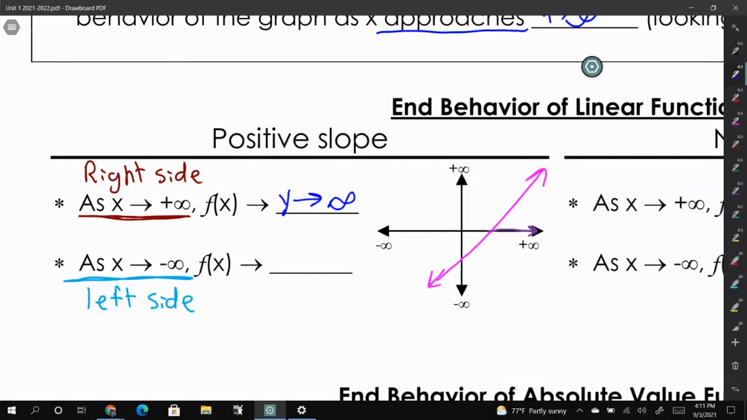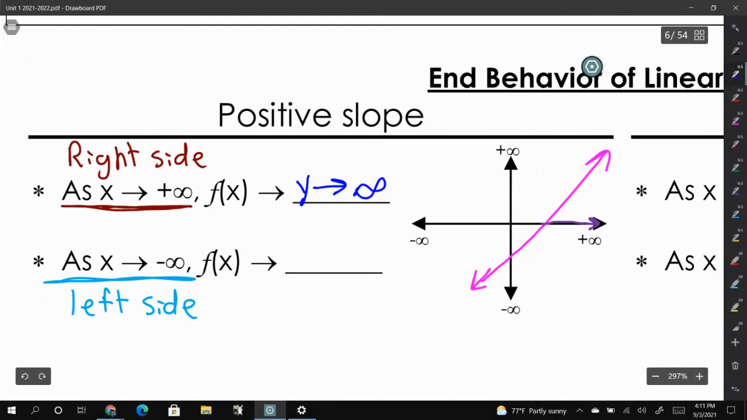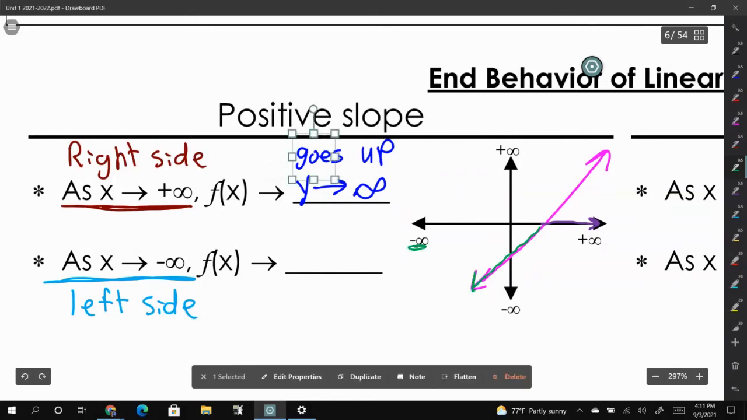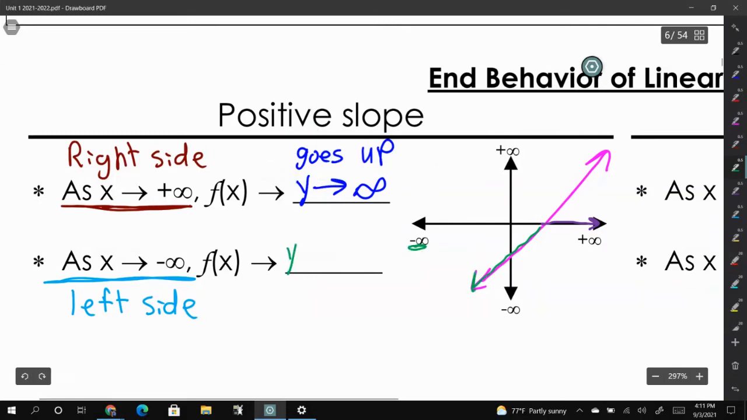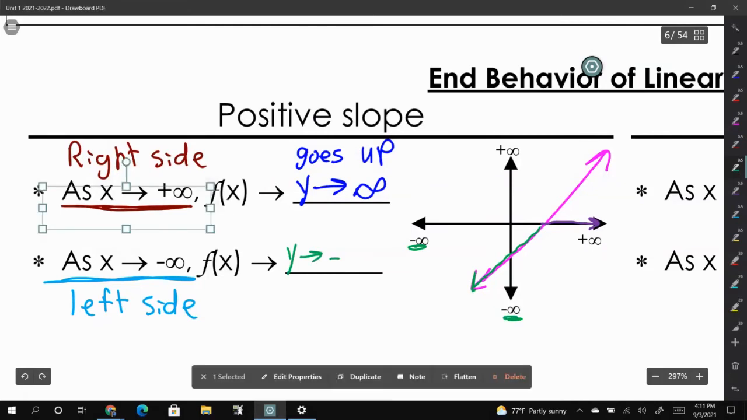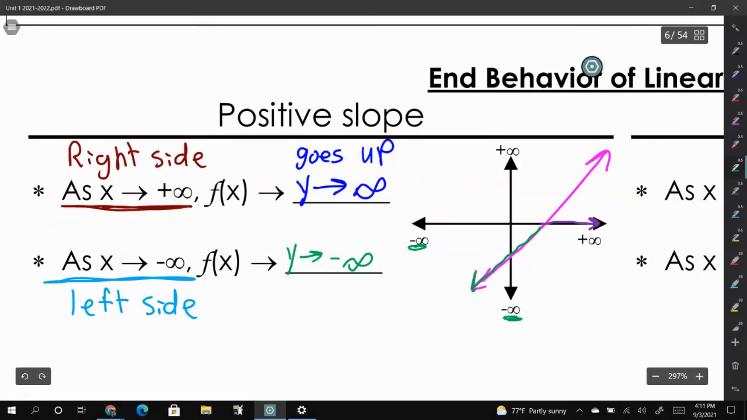Now, you don't have to put a positive sign. It's implied, but you can if you want. So if we want to say goes up, we write y approaches infinity. Look at the left side of this line, we're going down. So when x goes towards negative infinity, the y values are going towards negative infinity as well. Anytime we want to write that the y values go down, we say y approaches negative infinity.